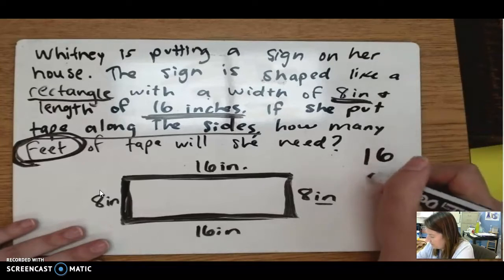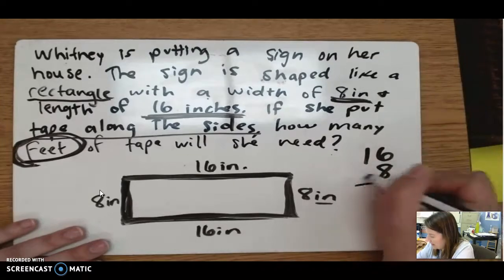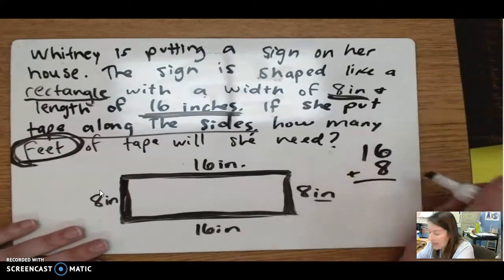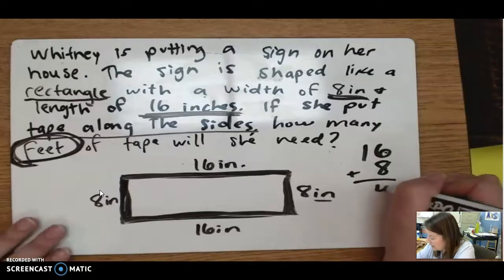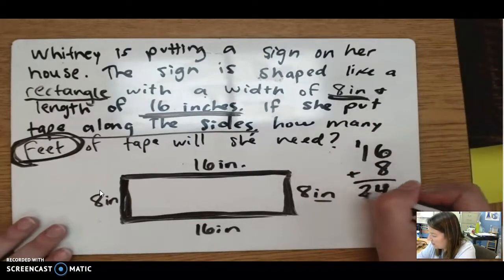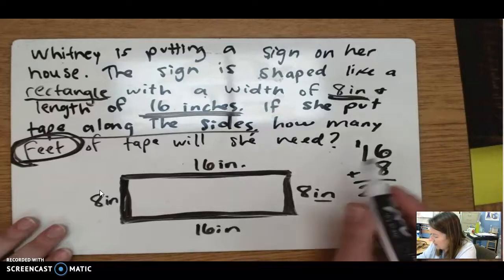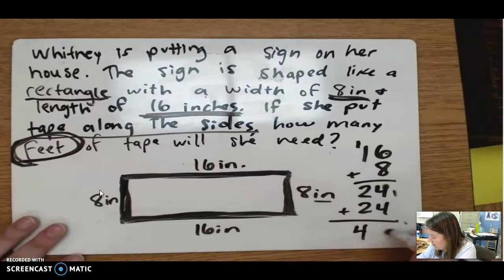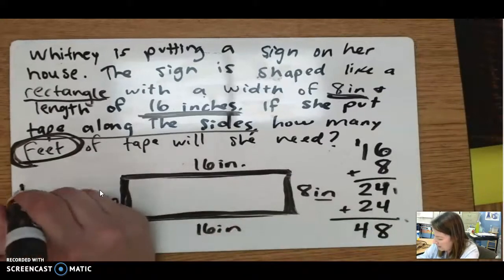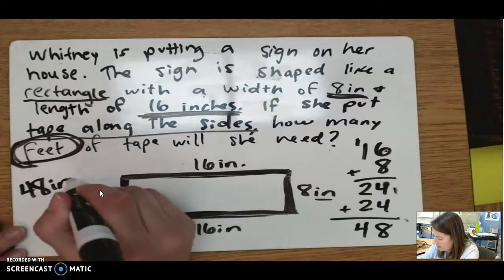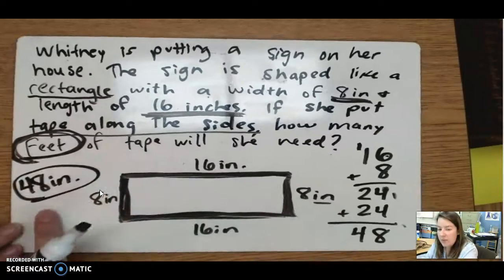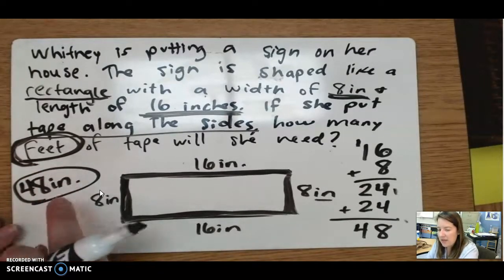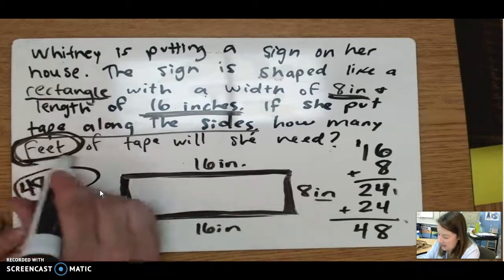Let's do that. 16 and 8. What is that? Should be 8 plus 6 is 14. 1 plus 1 is 2, so that's 24. Plus another 16 and 8, so it's another 24. Right? The perimeter should be 48 inches. So she needs 48 inches of tape, but the question is not asking us for the answer in inches. They're asking us for the answer in feet.